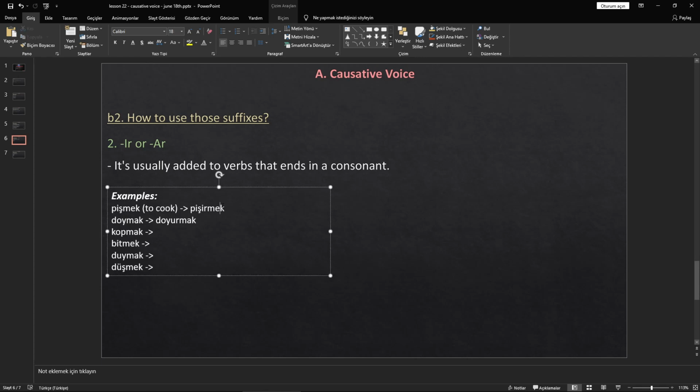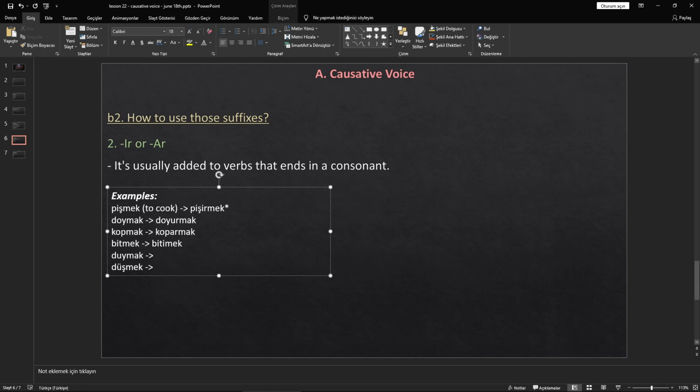Guys, please remind me when we are done with this. I will explain this in Delights of Turkish. There's a detail about this. And kopmak, koparmak, exactly. Koparmak. Bitmek, bitirmek. I did this, sorry.